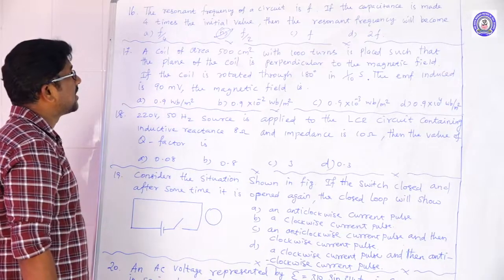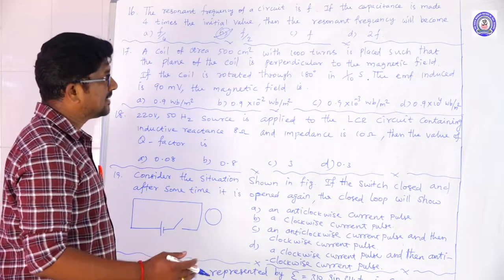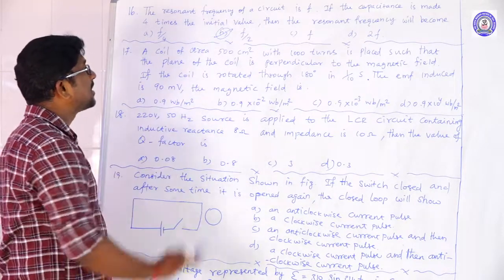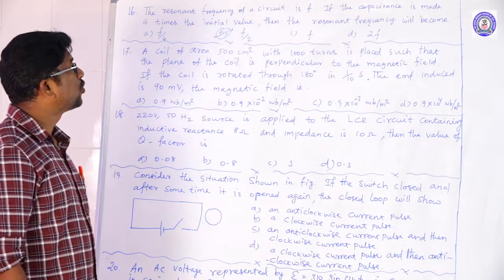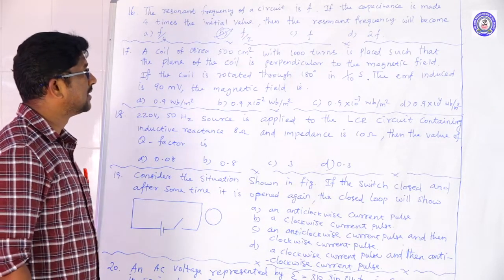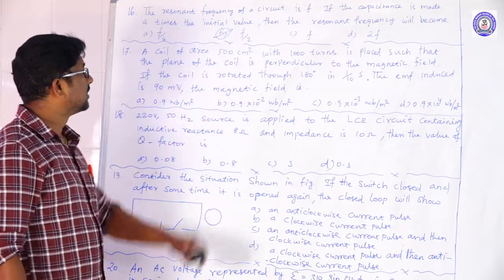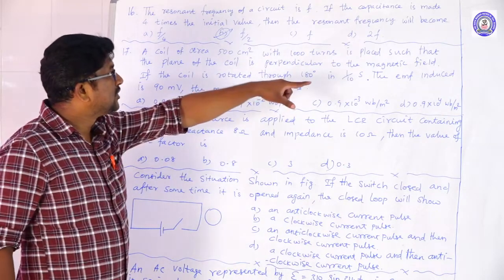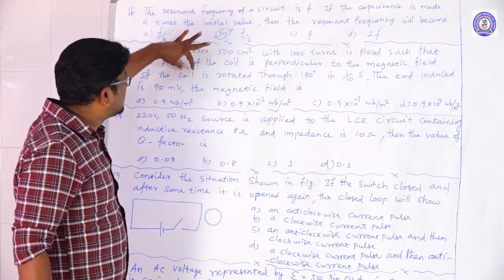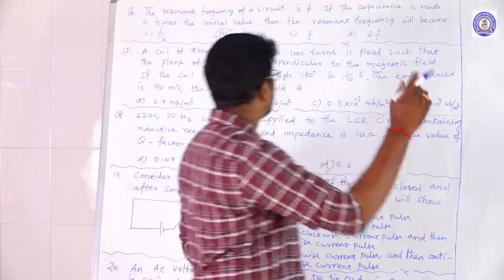A coil of area 500 cm square with 1000 turns is placed such that the plane of the coil is perpendicular to the magnetic field. If the coil is rotated through 180 degrees in 1 by 10 seconds, the EMF induced is 90 millivolt. Then what is the magnetic field value? Here the EMF is induced by changing the position of the coil.